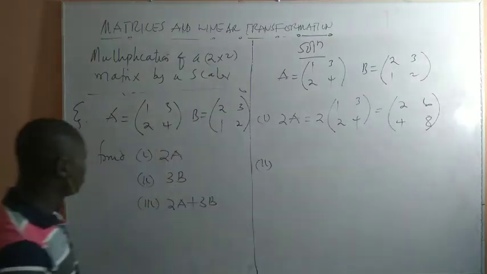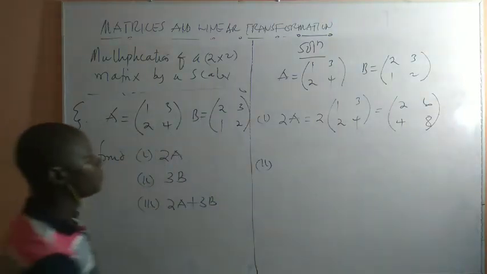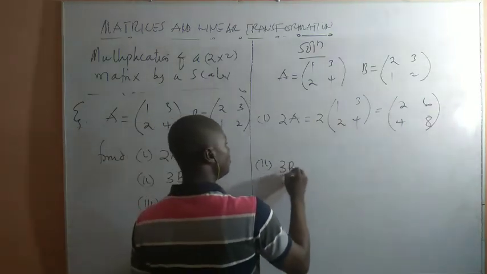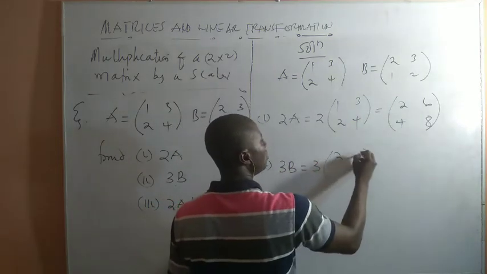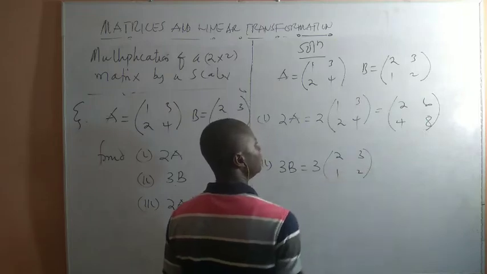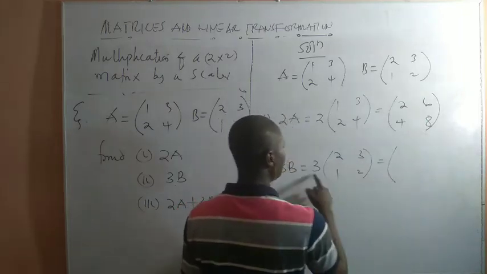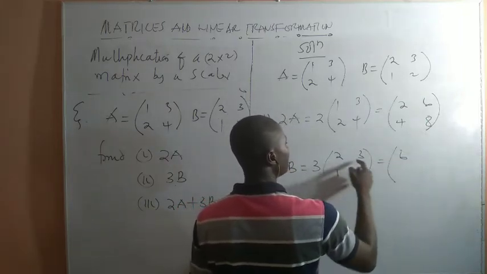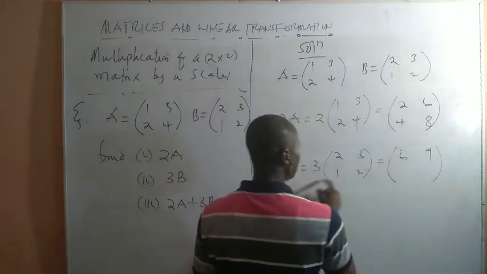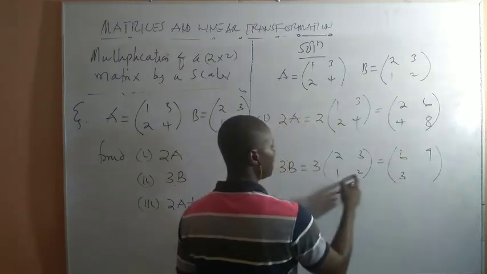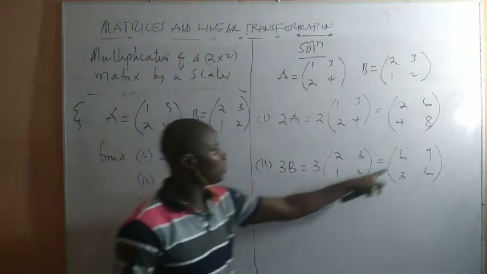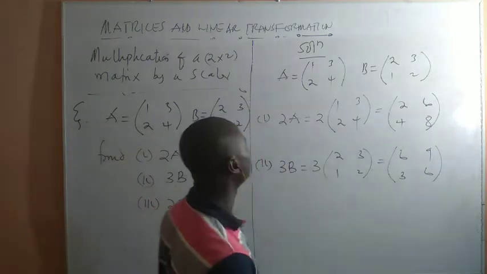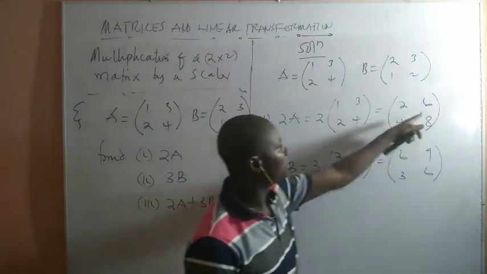We are supposed to find 3B. So 3B will be equal to 3 times the matrix B, and the matrix B is 2, 3, 1, 2. And this will be equal to 3 times 2 will give us 6, 3 times 3 will give us 9. We have 3 times 1 giving us 3, and 3 times 2 is giving us 6. So our 3B is equal to 6, 9, 3, 6, and 2A is equal to 2, 6, 4, 8.